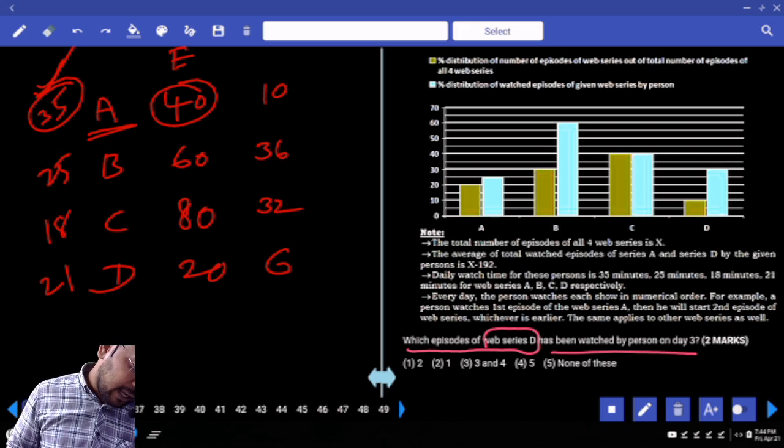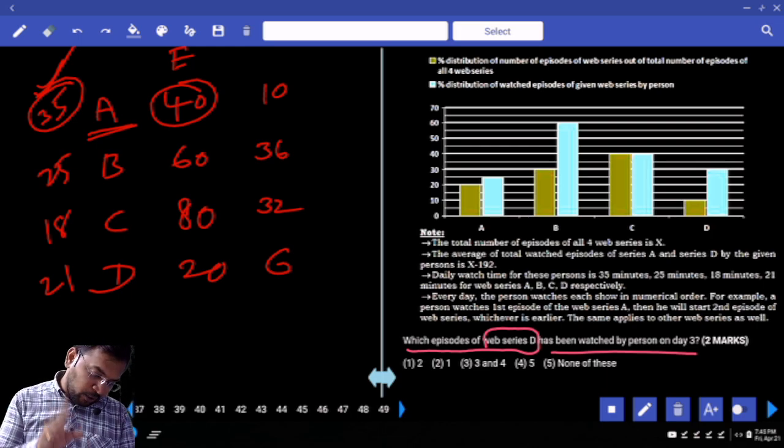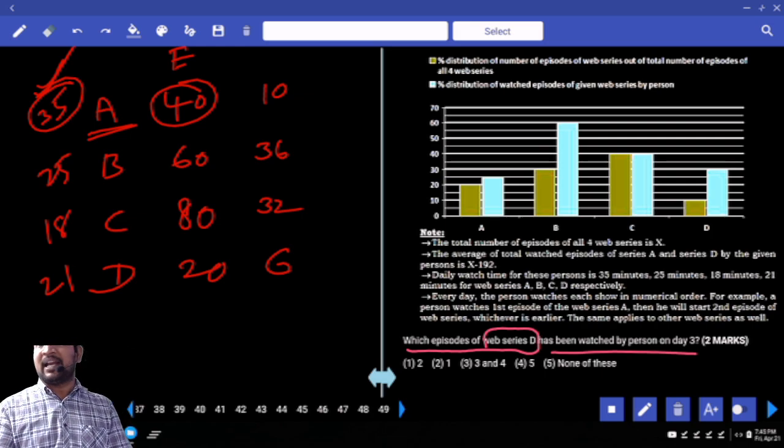What have they given? A person was watching 4 web series on Amazon Prime, each with some episodes. The time length of each episode is 20 minutes. The given bar graph shows the percentage of distribution, and see the note. See the fourth point: every day the person watches each show in numerical order. For example, a person watches the first episode of web series A and the second episode of the second web series. All of you clear?